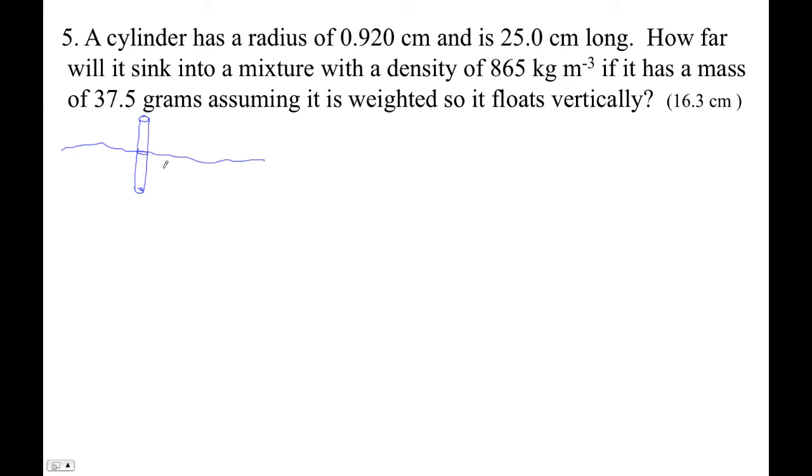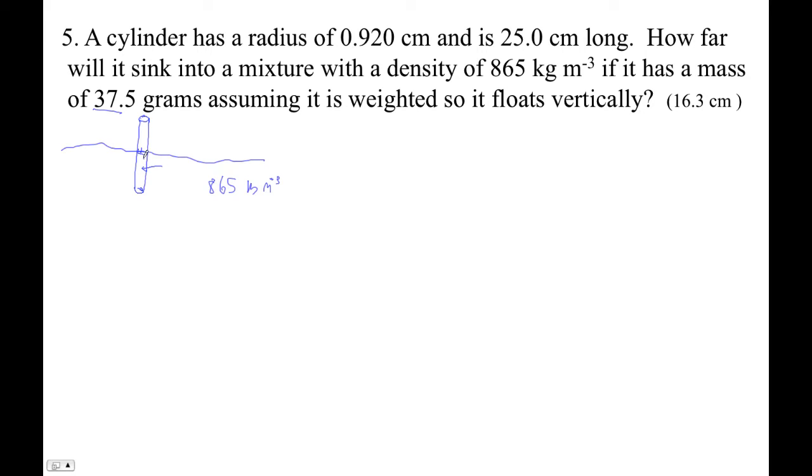There's some submerged volume. We know that submerged volume, the displaced fluid, and the fluid here is 865 kilograms per cubic meter. That displaced fluid has a mass of 37.5 grams because I believe it's Archimedes' principle. The basic principle here is that objects that float displace an amount of fluid, in this case, equal to their own weight or mass, okay?